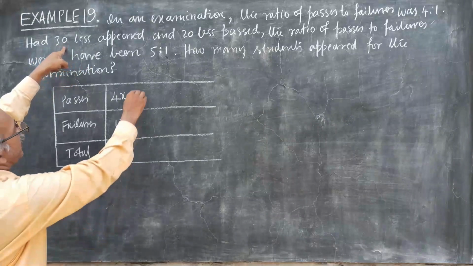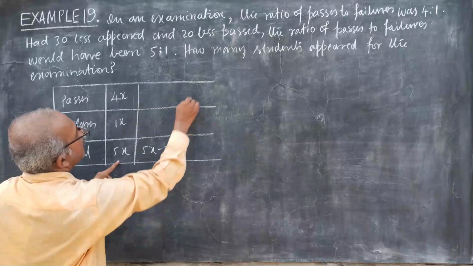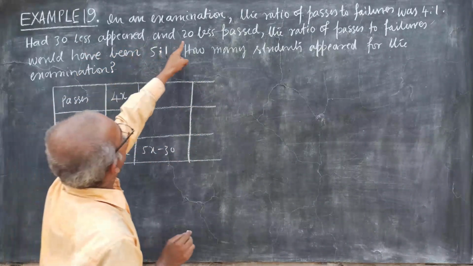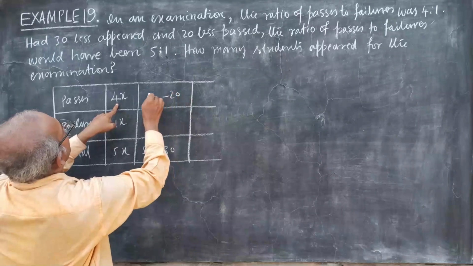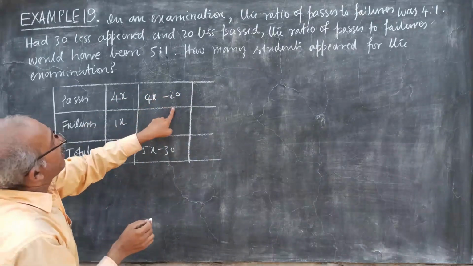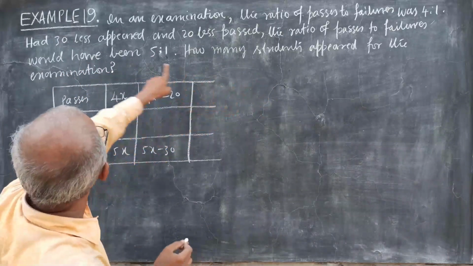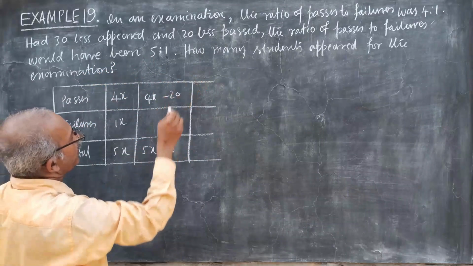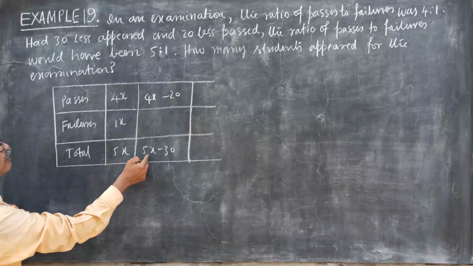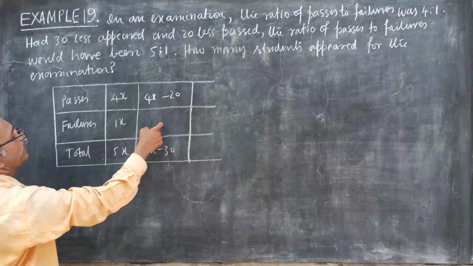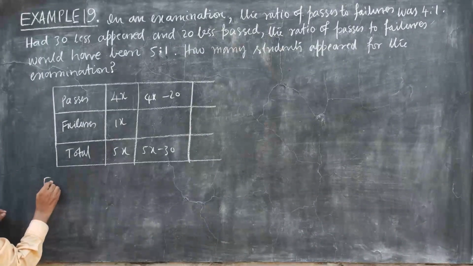Had 30 less appeared means out of the total we should subtract 30. Had 30 less appeared and 20 less passed. Passes is 4x, 20 less passed. The ratio of passes to failures would have been 5:1. Before going to that, we should find this. Total minus passes, you will get the failures. Total number of students minus passes, you will get the failures. So we shall find failures.